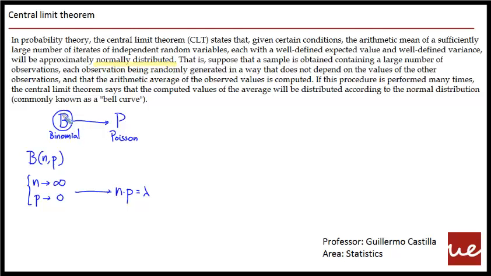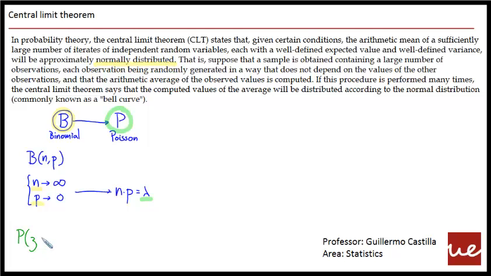This binomial distribution, which has two variables, n and p, is equivalent to a Poisson distribution, which has one variable lambda, and that lambda is calculated by multiplying n with p. n times p is lambda. Okay, so let's see an example of all this.